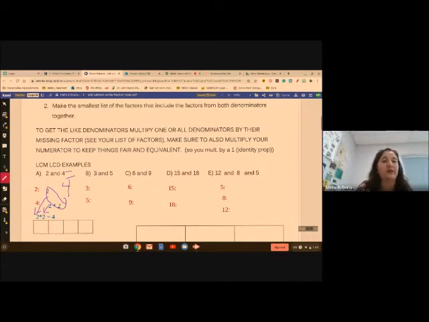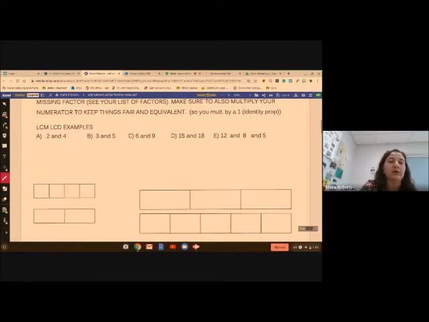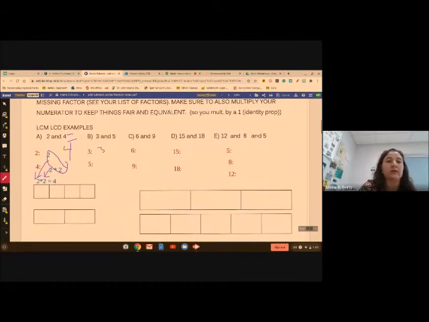3 and 5. What would the common denominator be for 3 and 5? Well, 3 is prime, so I'm just going to write 3 again. 5 is prime, so I'm just going to write 5 again. And my LCD has to have all the factors that are listed there. So I got a 5. There's my dot for a times sign, and I got a 3. 5 times 3 is 15. So the LCD is 15 for letter B.